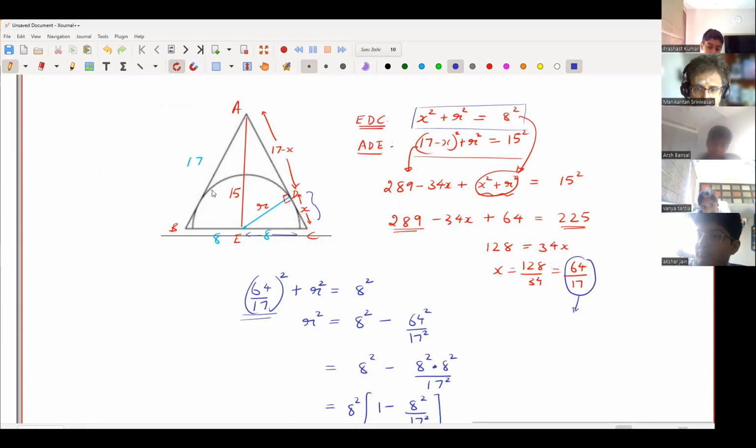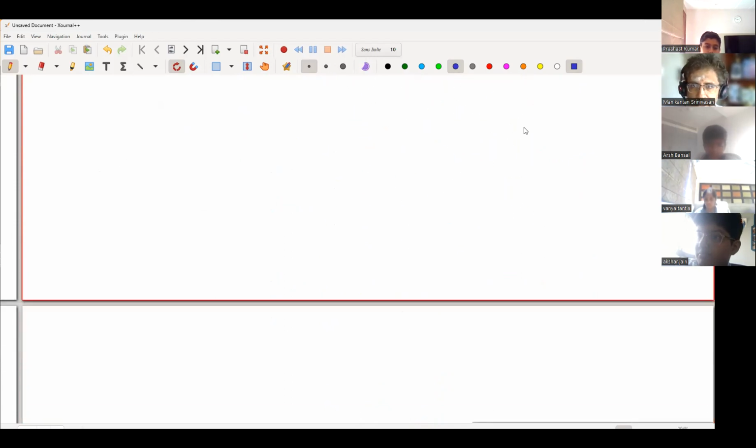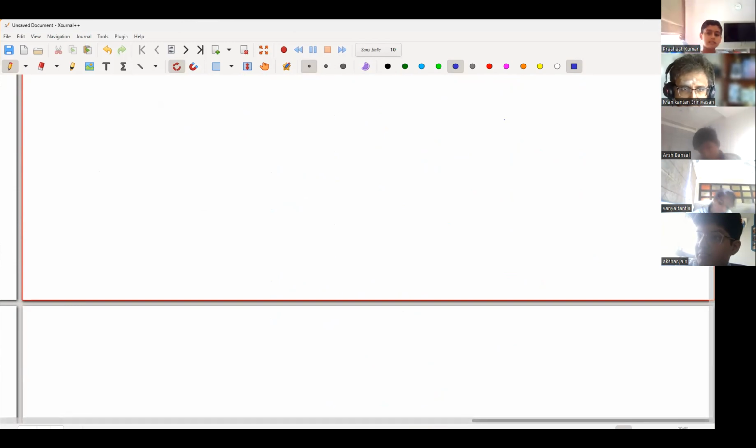So what he's trying to say, actually, even before we come to this problem, in general, there's a very good similarity concept that we should go through. If I have any right angle triangle, right? So first of all, let's see.